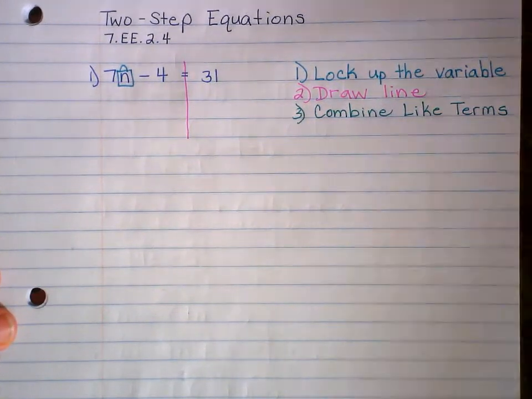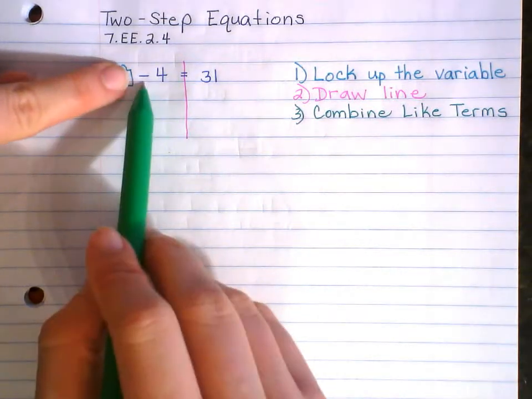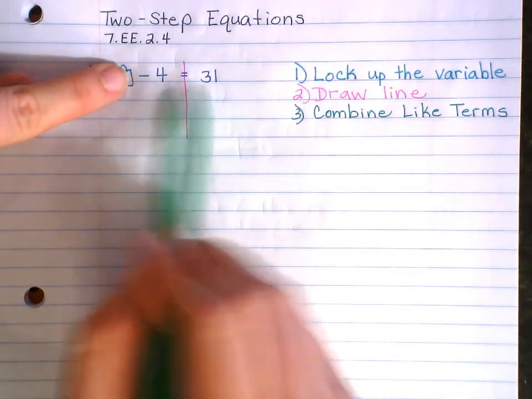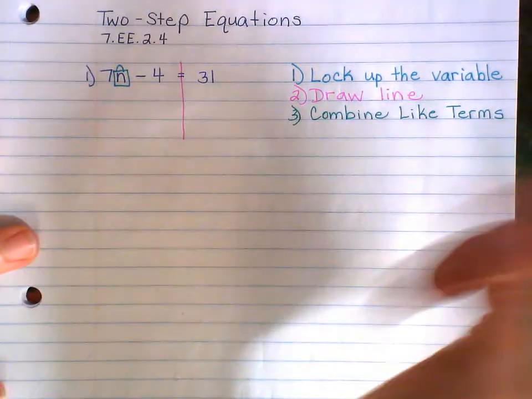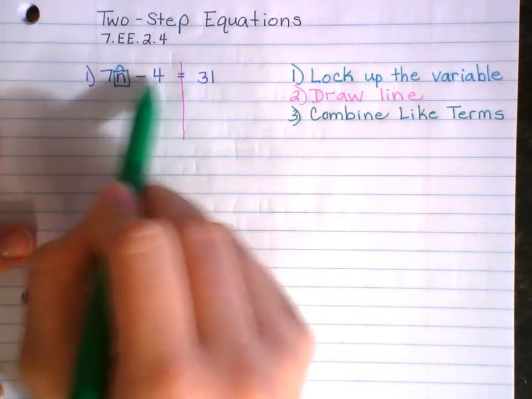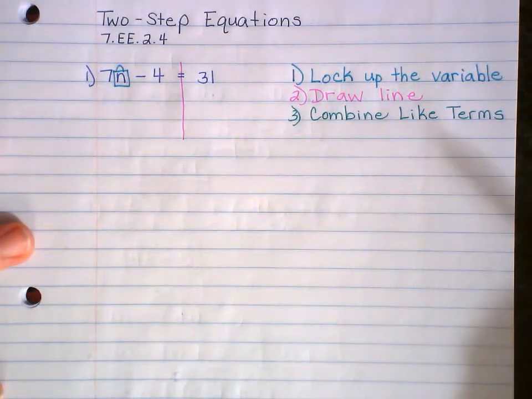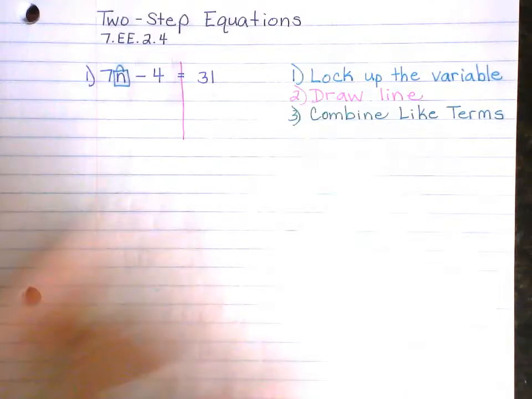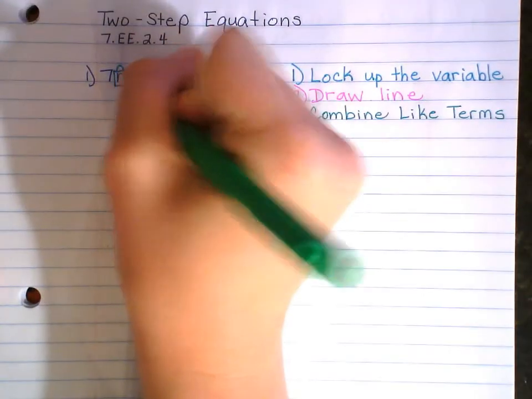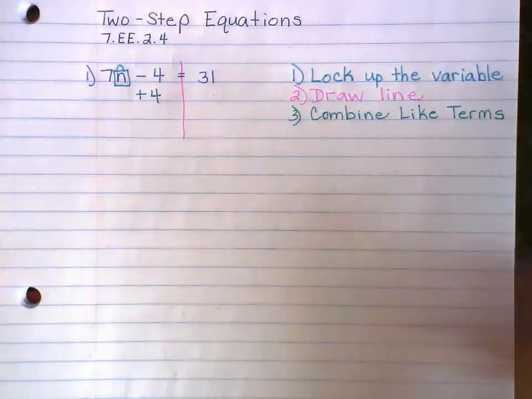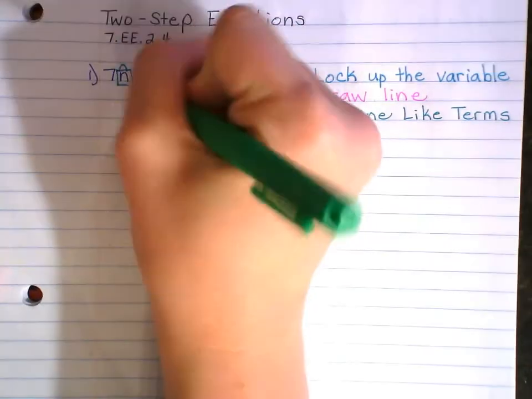So if we look at this, 7n has a variable attached, but negative 4 and 31, neither one has a variable. They're both whole numbers. Okay, so those are our like terms. So how are we going to get this negative 4 over to the right? Well, you do the opposite. Okay, so how do you get negative 4 to cancel out, to go away? You do the opposite. You add 4. Negative 4 plus 4, that's 0. It cancels out.